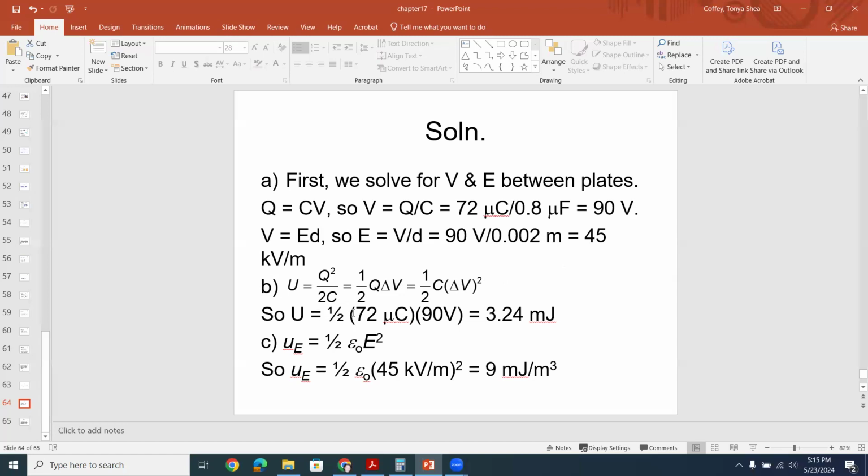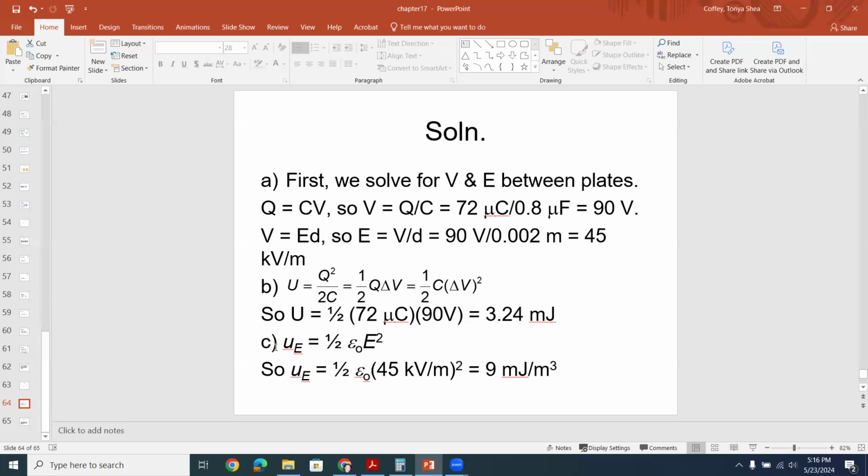I just multiply 1/2 times the charge Q, which is 72 microcoulombs, times the voltage in between the plates, which is 90 volts. Remembering again that 72 microcoulombs is 72 times 10 to the minus 6 times 90 times 0.5, I end up with 3.24 times 10 to the minus 3 joules, or 3.24 millijoules. Remember that the lowercase m is the SI prefix milli, which means 10 to the minus 3.